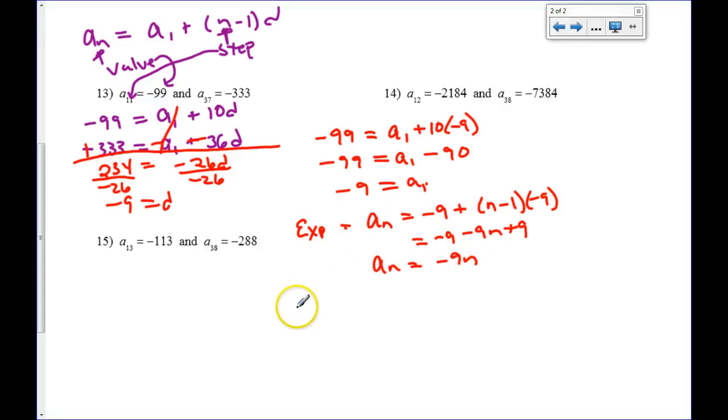That's our explicit. What would be our recursive? A sub 1 equals negative 9. And then A sub n equals A sub n minus 1 minus 9, right? Because we're subtracting 9 from each one. All right? So those are the types of things you need to do on the back side.